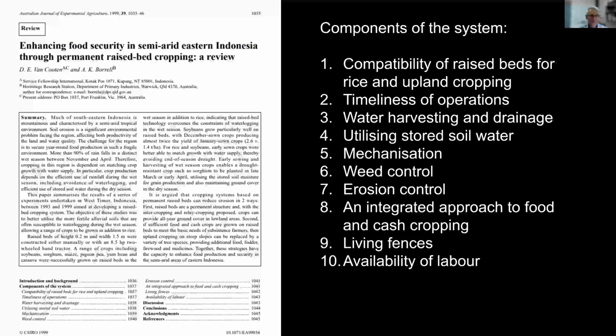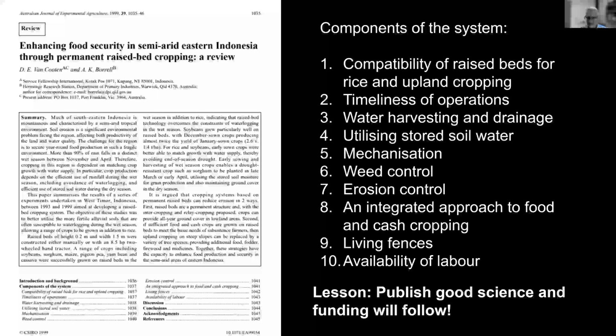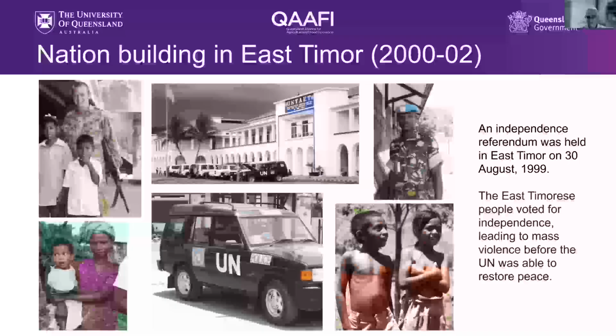I'm proud of this paper that we published together on enhancing food security in semi-arid eastern Indonesia through permanent raised bed cropping, because it contained 10 components of a system, looking at all different things, from compatibility of raised beds to upland cropping to weed control, erosion, all sorts of things. The lesson here is to publish good science and funding will follow. We did the experiments, we published it, and then other organisations, ACIAR, the Queensland Government, and World Vision International, began to fund this work as well.